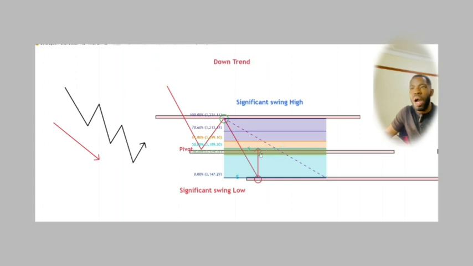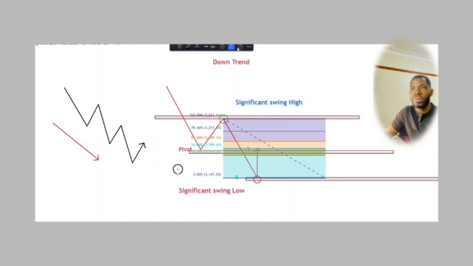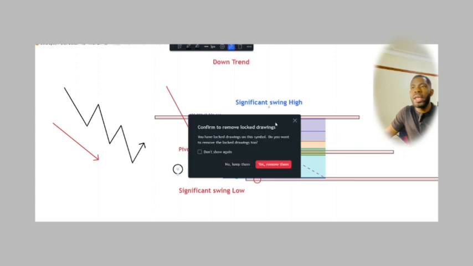So let's assume our price retraces all the way to the 50%. This level here would be our 50%. As you can see, our 50% will be there. All right, so let's assume our price returns to the 50% Fibonacci retracement level.